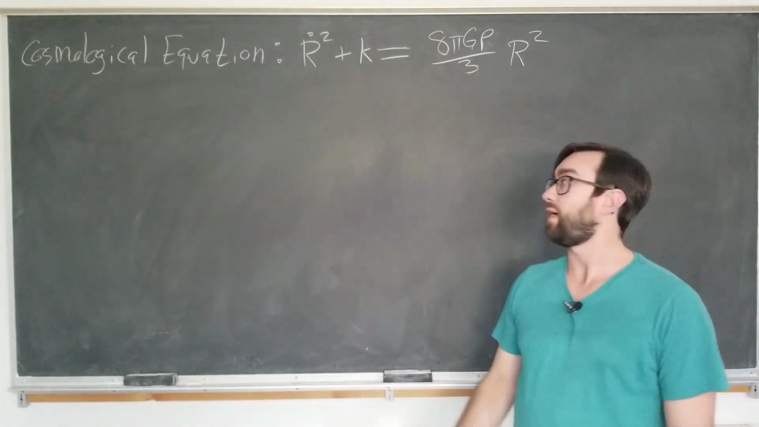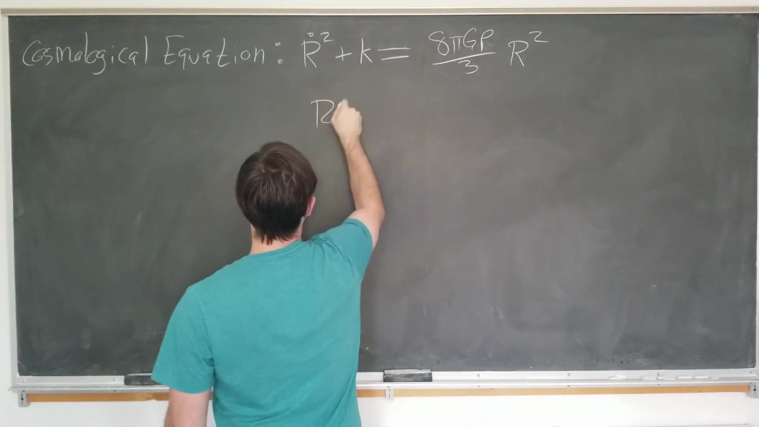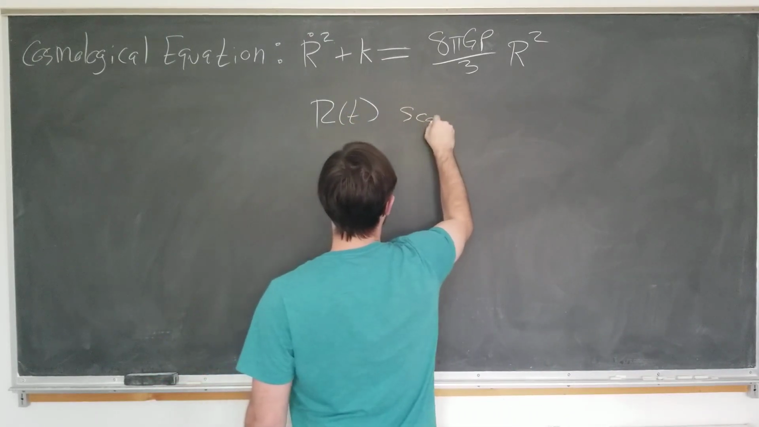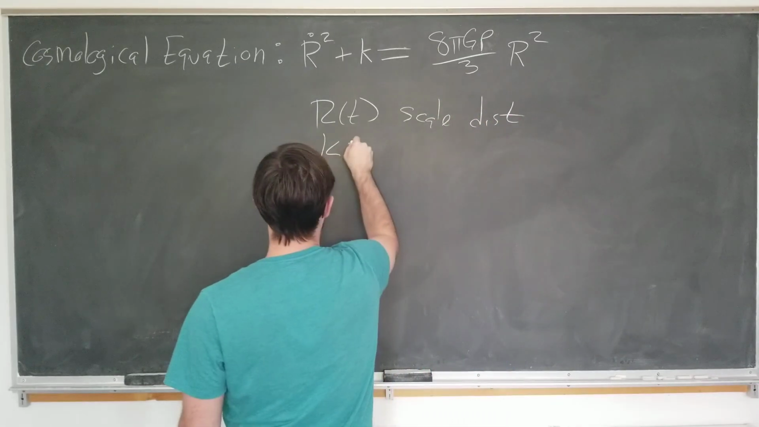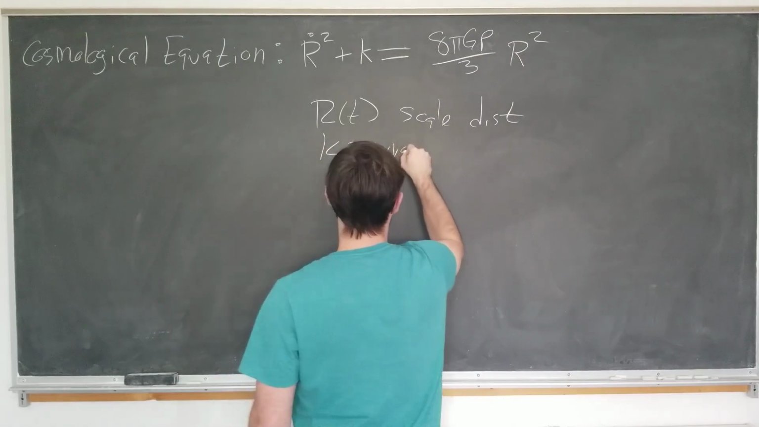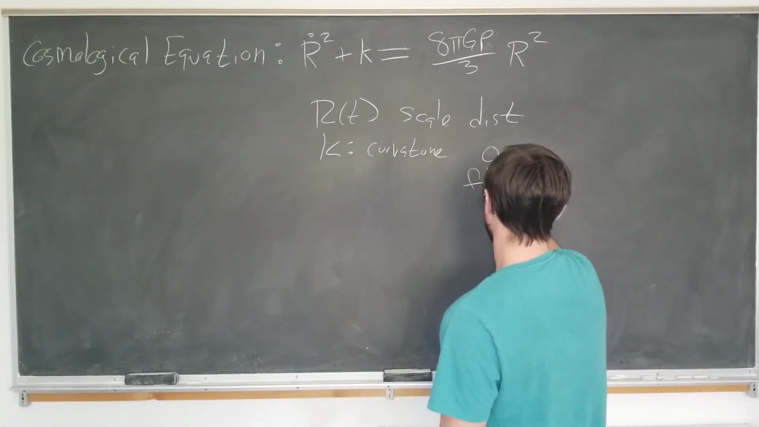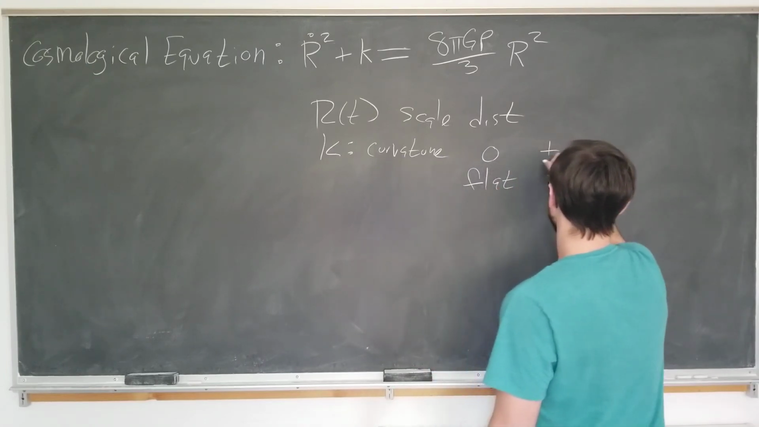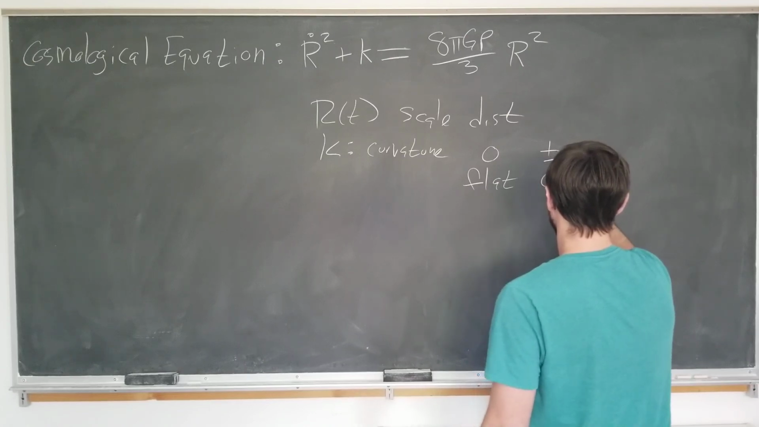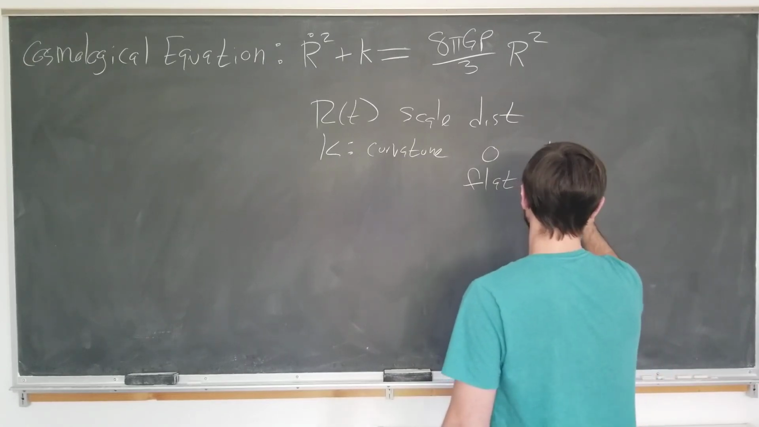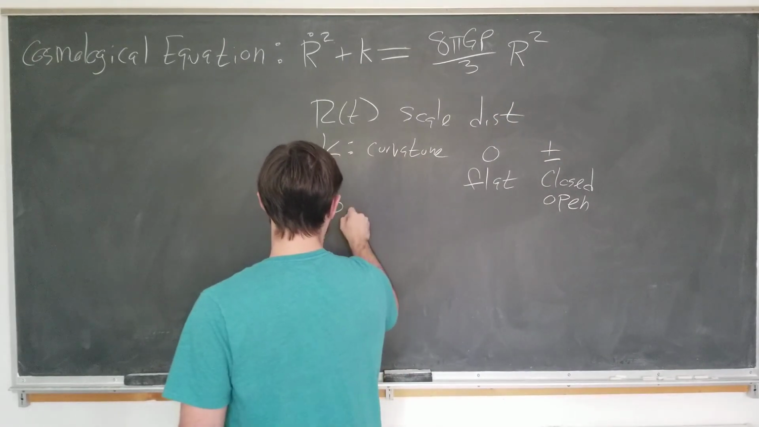Today, let's look at the cosmological equation. We have r as the scale distance. We have k, the curvature. It corresponds to 0 for a flat universe, or plus or minus 1 for a closed and an open universe. And we have the density rho.